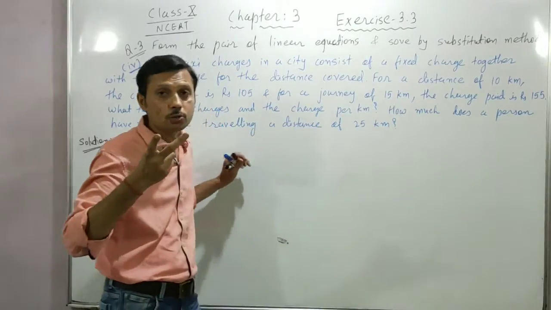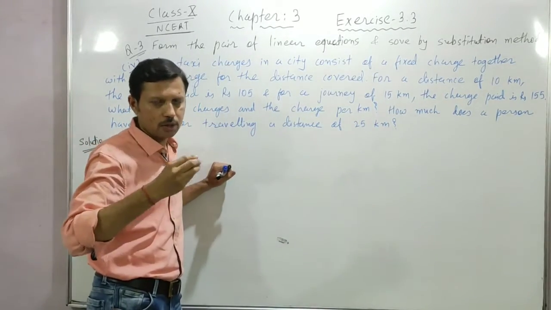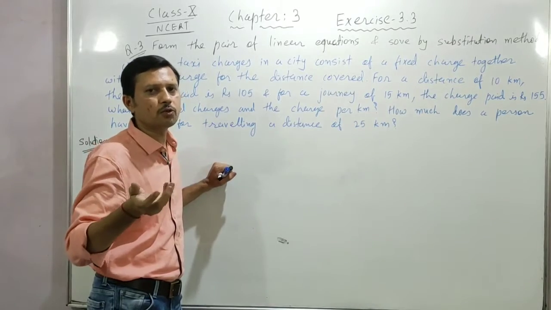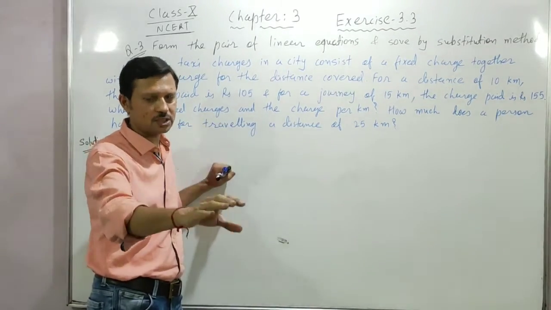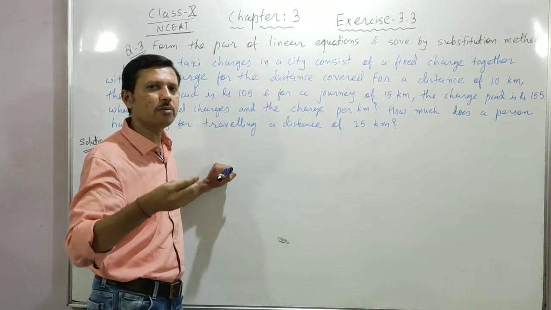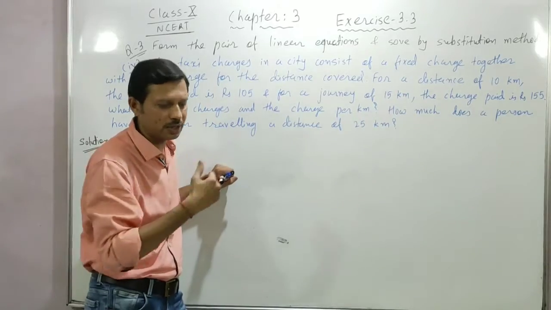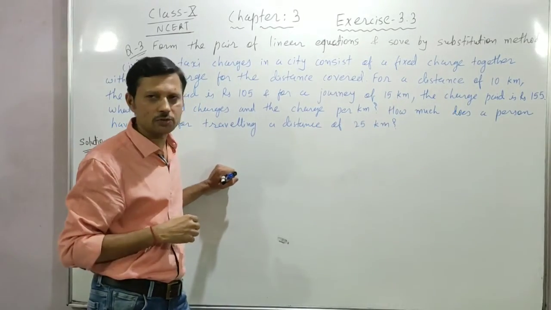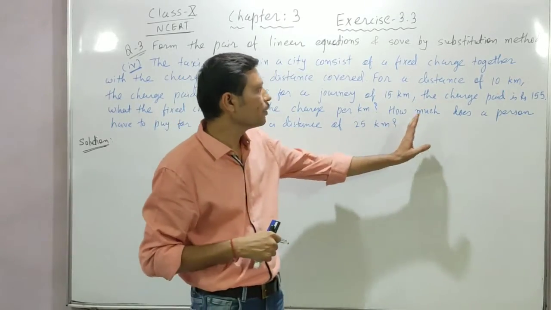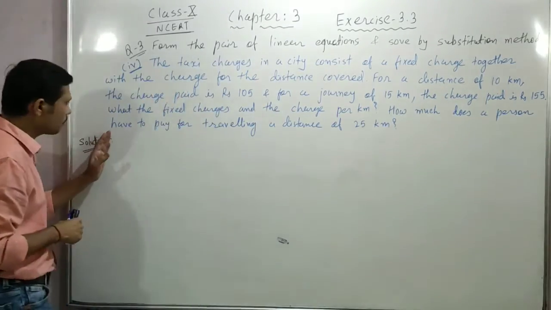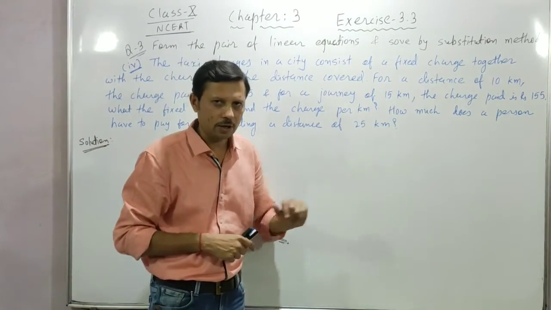We have two different traveling charges. One is a fixed charge. Whatever number of kilometers you travel, you have to pay that fixed charge. And the second charge depends on how many kilometers you travel. According to that, the charge will be applicable. So two charges here. How much does a person have to pay for traveling a distance of 25 km?